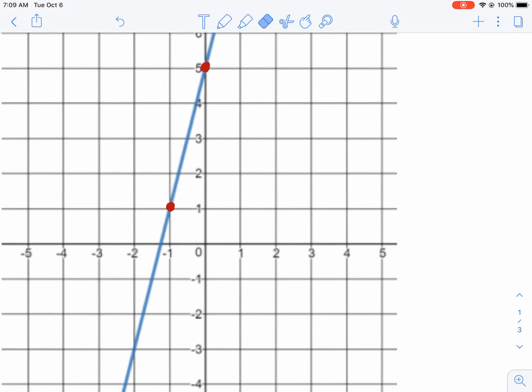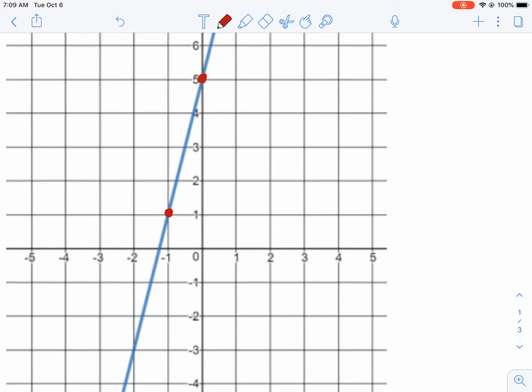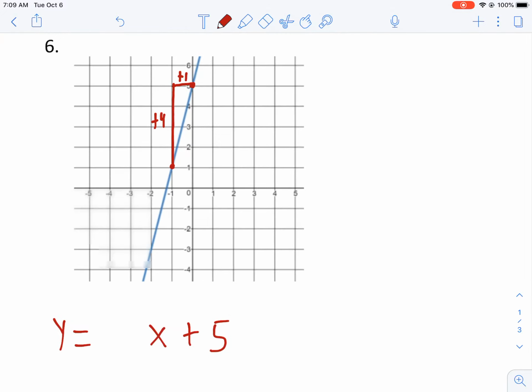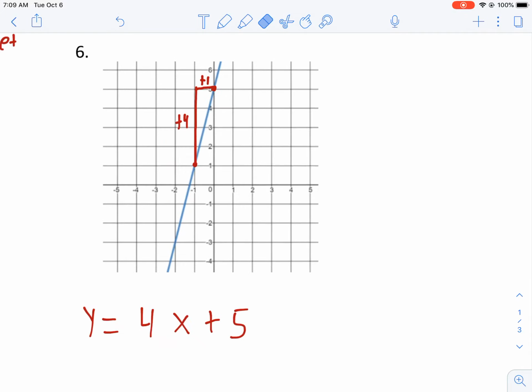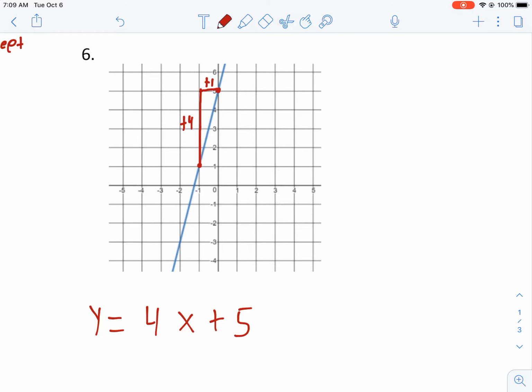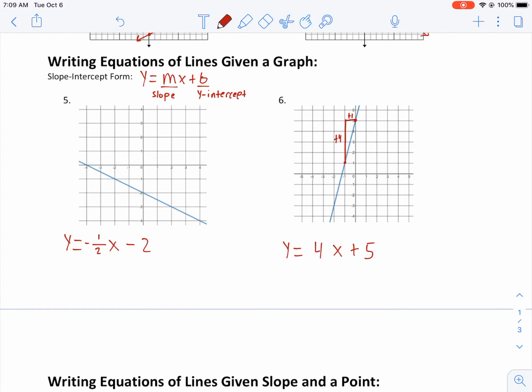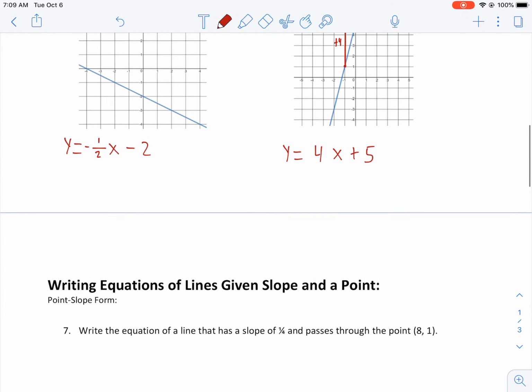So you got to pick points that cross at one of the x's or one of the y's, like right there. So now we can see our line is going up 1, 2, 3, 4. So it's going up 4 and over 1. All right, so our rise is 4, our run is 1. 4 over 1, that's just 4. So the equation of this line would be y equals 4x plus 1. So that's how to do it given a graph.